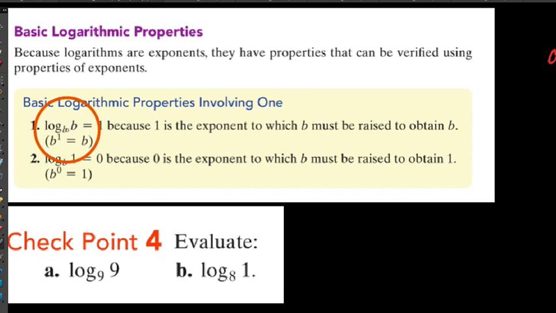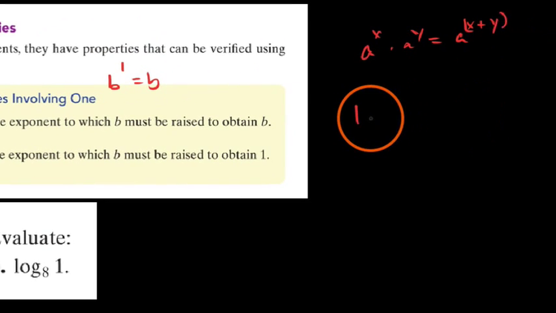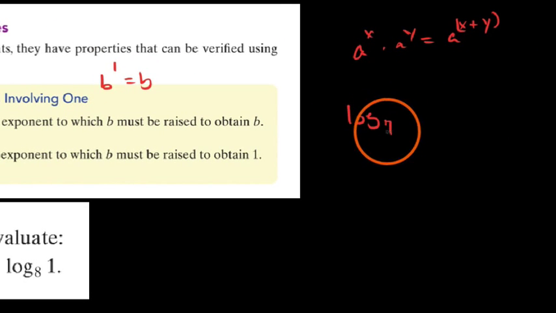So let's start with this one. Log base b of b equals 1, because 1 is the exponent to which b must be raised to obtain b. In other words, what could you take b to the power of to get b? If you rewrite this, you could clearly see that b to the power of 1 is itself. So when you take expressions like log base 7 of 7, clearly it's 1, because 7 to the 1 equals 7.